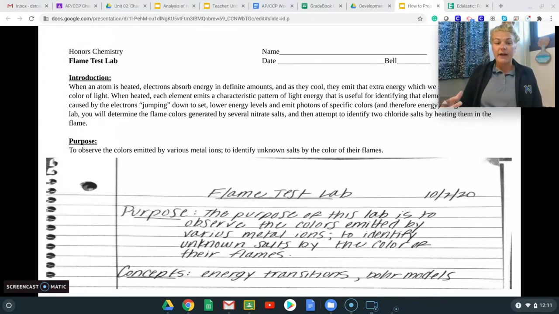And the second thing I have here is concepts. So the two concepts that we have discussed in class that we are looking at in this lab are energy transitions and Bohr models, okay? And we'll talk a little bit more about that when we do data analysis.